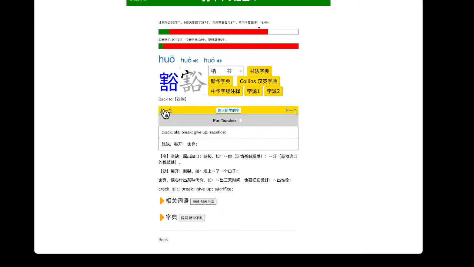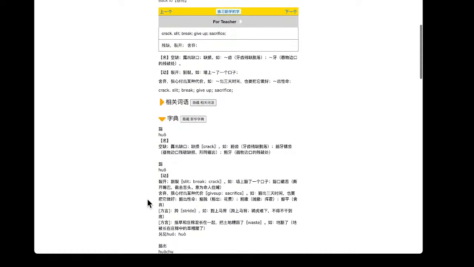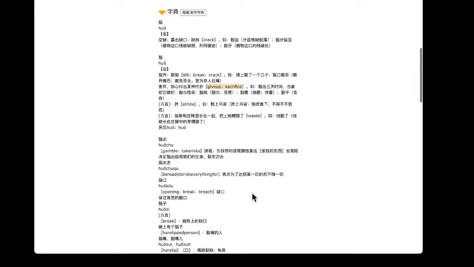sacrifice. So, all the meanings of this character come from the same general sense of something that did not have an opening, and then you make an opening. Like it could be a crack or breaking apart, or I guess in this sense it would be when there seems to be no way, but then you're like, where there's a will, there's a way, and you do something crazy to make it still happen. Maybe.